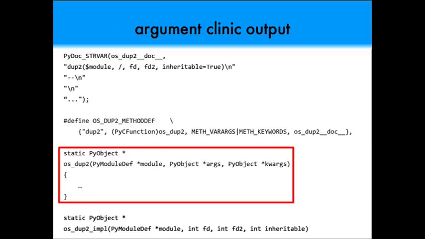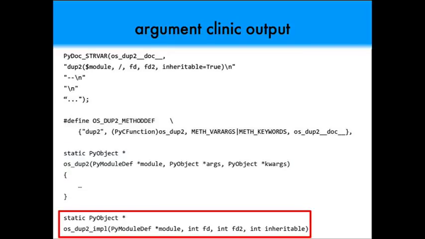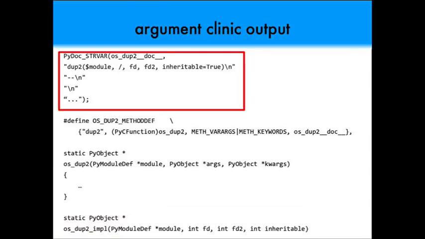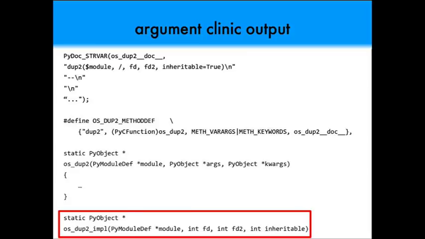This is the external implementation of dupe2, and Argument Clinic writes that, and that has all of the argument parsing stuff, and it writes a new function for you. You write in the middle, called dupe2impl, and you'll note, FD, FD2, and inheritable, it's done all the conversion for you. It's now in lovely native C types, and your code becomes much cleaner to read inside of CPython. All this upper code is actually hidden in a separate file, so you don't even see it anymore.